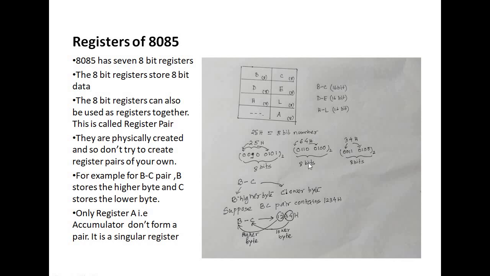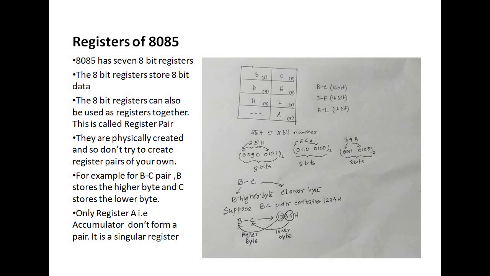Okay, now suppose your BC register pair contains 1234H. Okay, 1234H is a hexadecimal number. So how will this get stored? This 12, the higher byte data, will get stored in the higher byte register, that is B, and 34, the lower byte data, will get stored in register C. Clear? So the higher byte data will get stored in the higher byte register and the lower byte data will get stored in the lower byte register. Same is the case with register pair DE and HL. Clear?